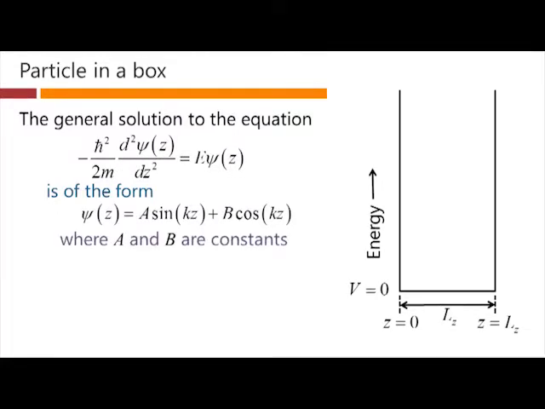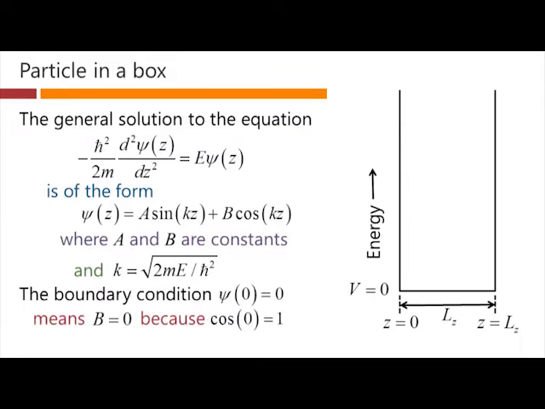Now, how are we going to figure out what A and B are? They're constants in this general solution. And we know that for these to be solutions, incidentally, k has to be the square root of 2mE over h bar squared. That's a requirement on sines and cosines to be a solution here of this equation.